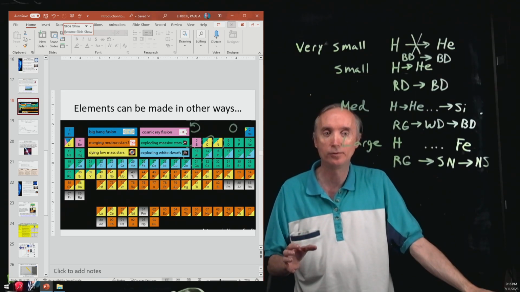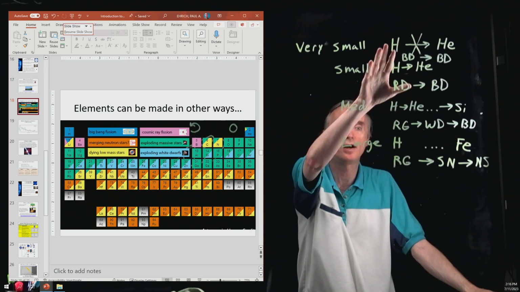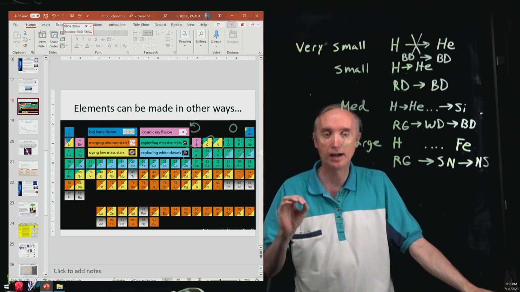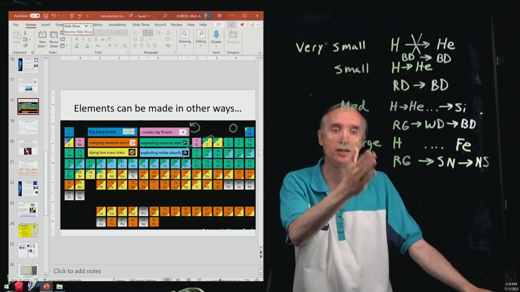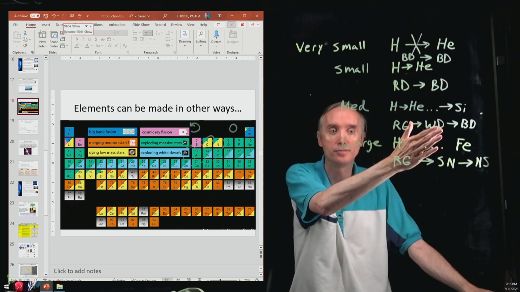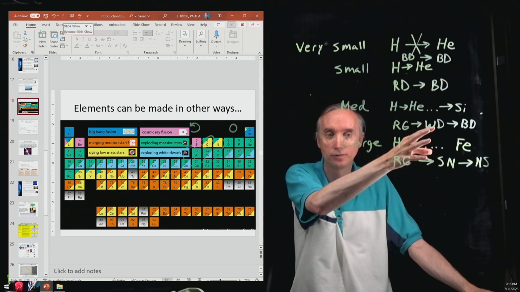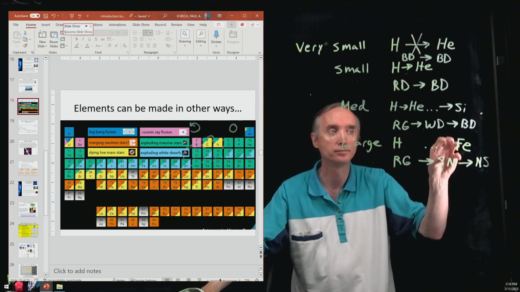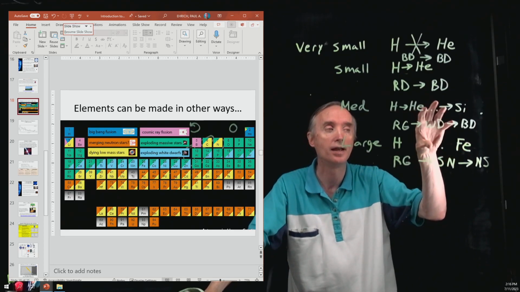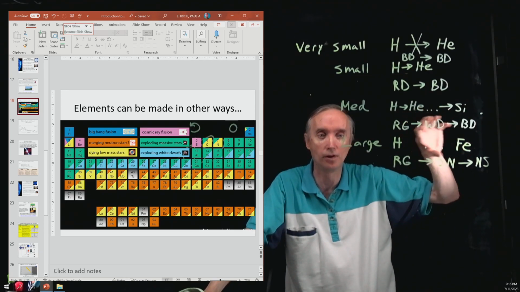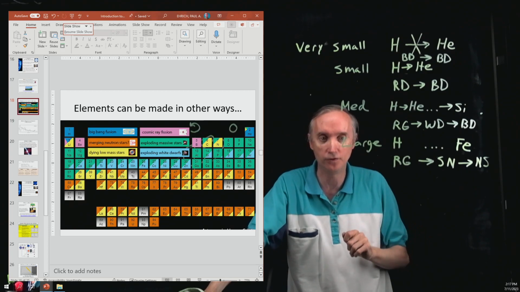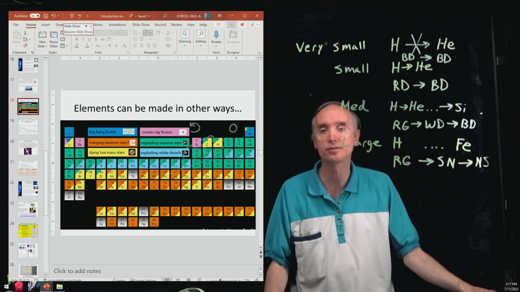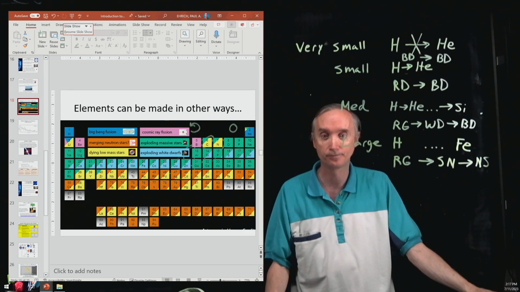So I want you to be able to tell me, where did the initial hydrogen and helium come from in the universe? How are the elements helium through silicon created? And then how is the element iron created? And how are the elements larger than iron fused? Because this explains the origin of the elements in our universe.